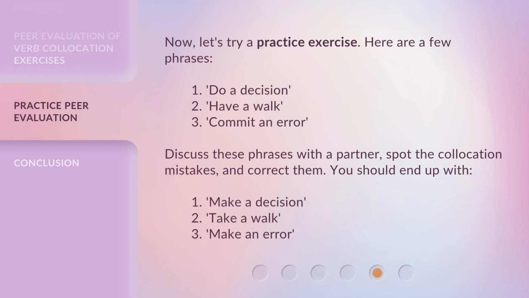Now, let's try a practice exercise. Here are a few phrases. 1. Do a decision. 2. Have a walk. 3. Commit an error. Discuss these phrases with a partner, spot the collocation mistakes, and correct them. You should end up with 1. Make a decision. 2. Take a walk. 3. Make an error.